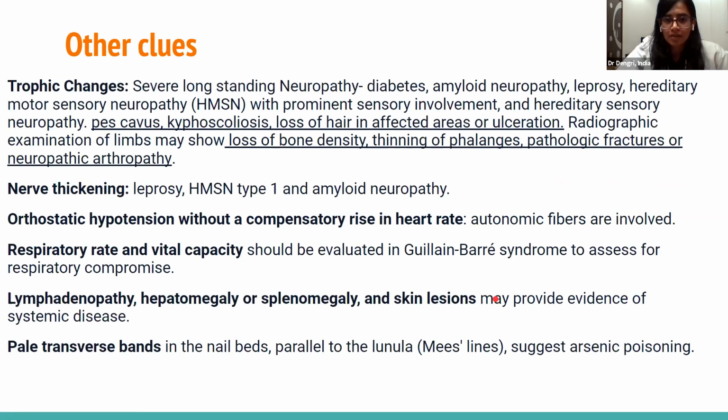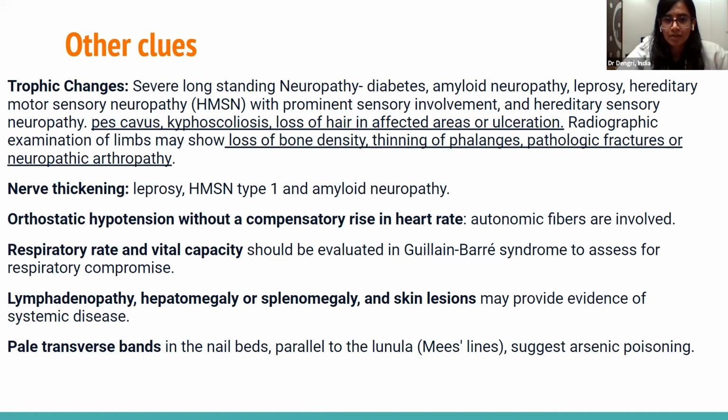If it's a long-standing neuropathy, like diabetes, amyloid, or leprosy, then the patient will have certain trophic changes like hypohidrosis, loss of hair, ulceration, pes cavus, which is the increased arch. When you do an X-ray, you'll find there is loss of bone density, thinning of phalanges. This points towards a long-standing disorder. If the patient has nerve thickening, it can be leprosy or amyloid.